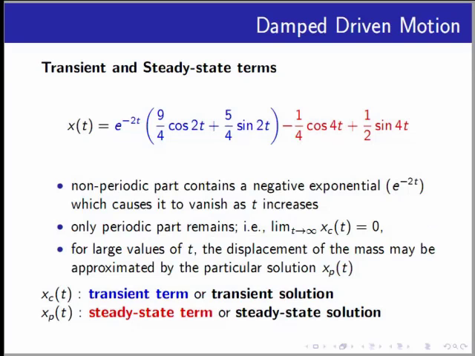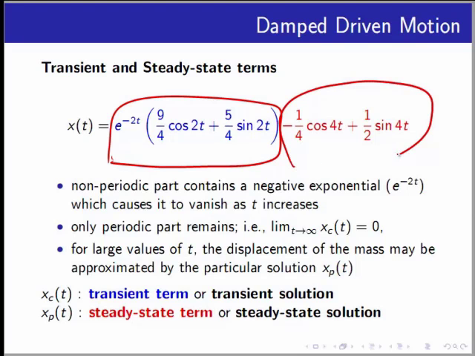In fact, because of this, we call the xc, the part written in blue in this case, the transient term, because it disappears after a while. It comes and then it goes. And the other part, the xp, the particular solution part, we call the steady state term, because it will remain there as time goes on. So we have the transient term and the steady state term.